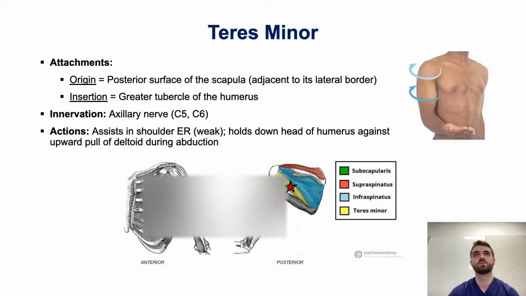It is a long, thin muscle and sometimes hard to differentiate from infraspinatus, and it is covered by a lot of deltoid. It is a weak external rotator of the shoulder, but its more important role is to hold down the humerus against the upward pull of the deltoid to allow for stability during abduction.